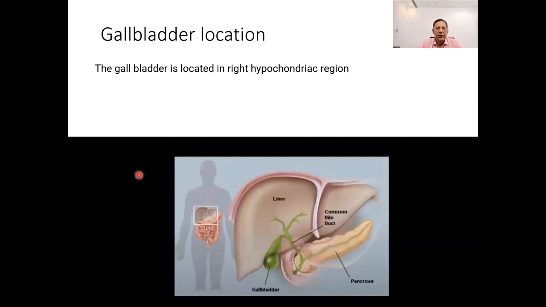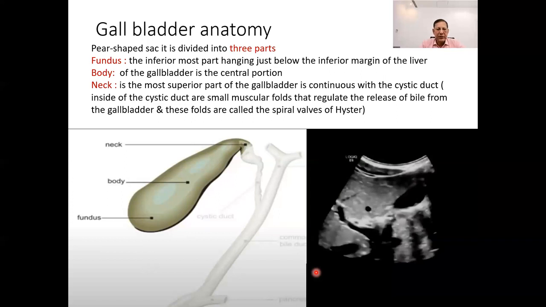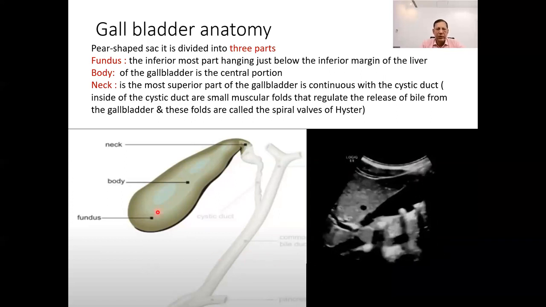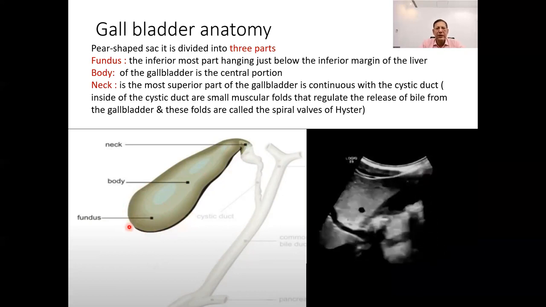Now the gallbladder location. The gallbladder is located or sits posterior and inferior to the liver and lateral to the duodenum, or you can say the duodenum sits medial to the gallbladder. The extrahepatic duct, the CBD, courses anterior to the portal vein. Regarding gallbladder anatomy, the gallbladder is a pear-shaped structure which is divided into three parts. This is the fundus, which is a dome-like structure, and this is the lowermost or inferiormost portion of the gallbladder.